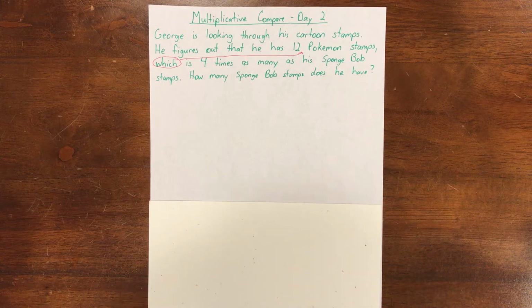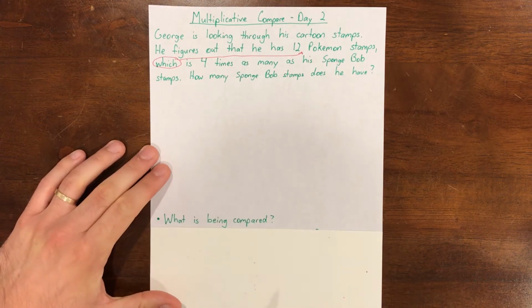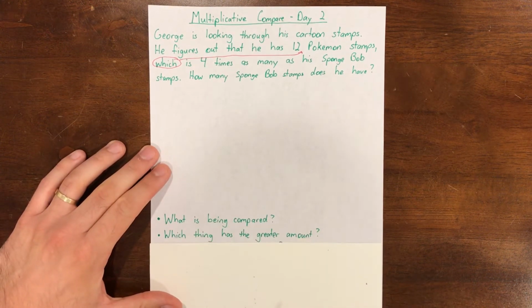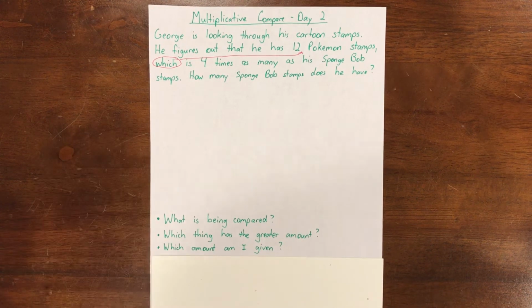All right, so what thinking questions did you use before representing to help you understand this problem? Say them out loud. Yeah, probably you said, what is being compared? Which thing has the greater amount? And which amount am I given? The exact same questions as yesterday. I put those on our visual anchor again today to help us remember to use them.